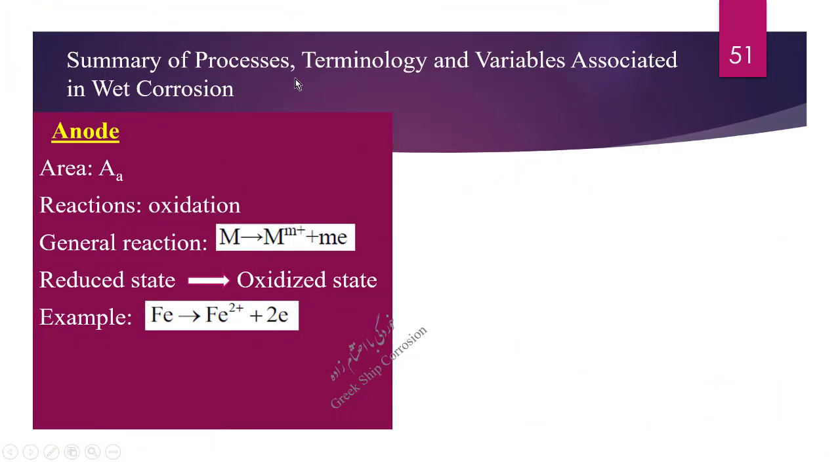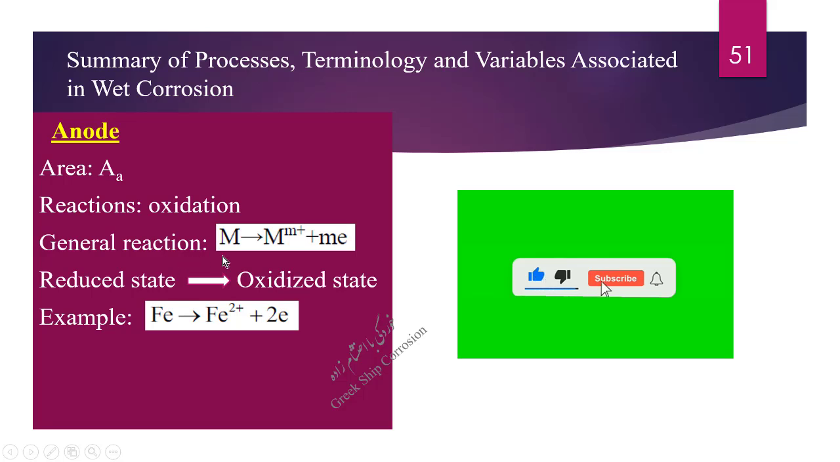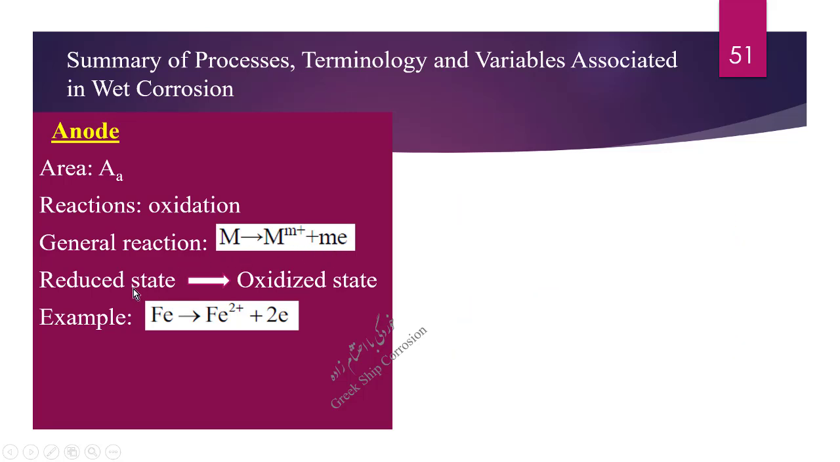Summary of processes, terminology, and variables associated with wet corrosion. Anode, area A_A, reaction: oxidation. General reaction: M produces M^n+ plus n electrons. Reduced state converts to oxidized state. Example: Fe produces Fe^2+ plus 2 electrons.